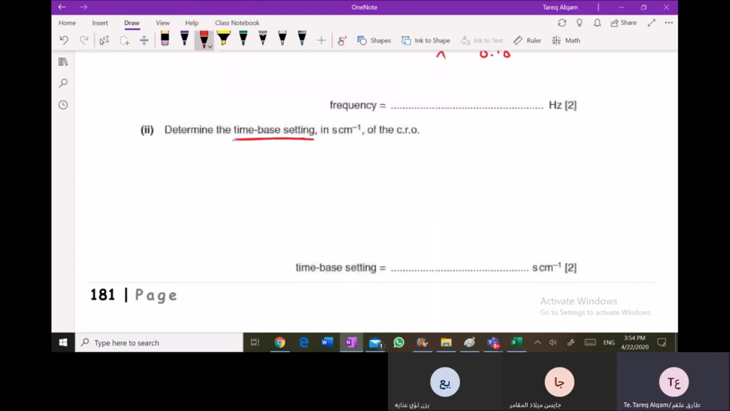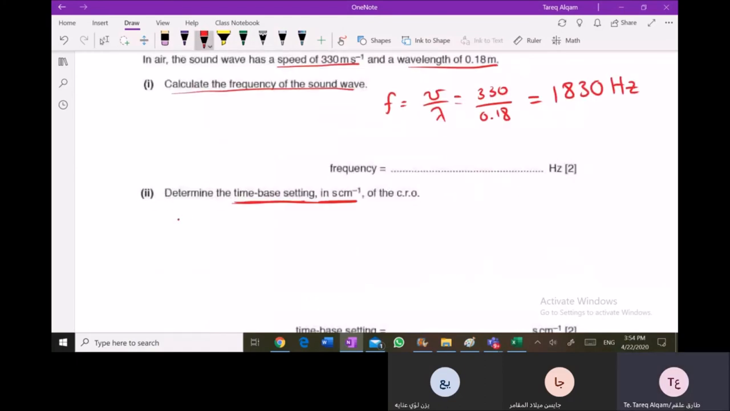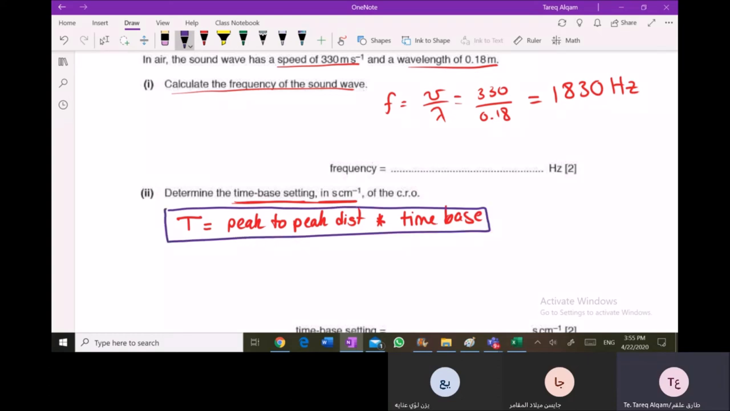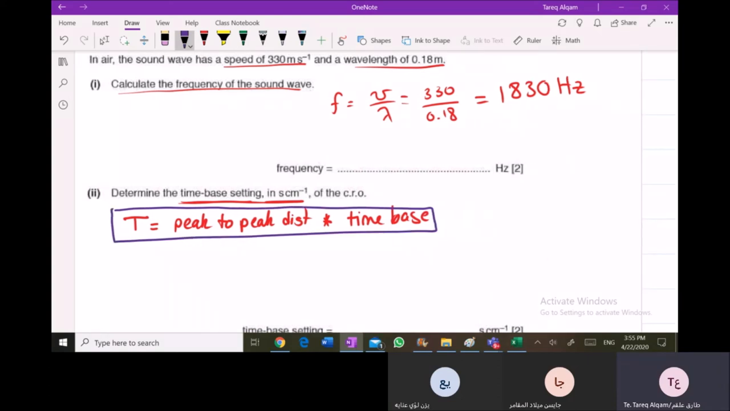Now we are asked to find the time base. In order to find the time base, I have to find the period. I have to use this rule: the period is equivalent to the peak-to-peak distance times the time base. First of all, I have to find the period. Period is 1 over frequency.